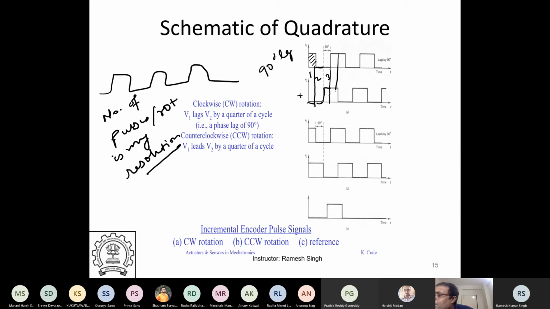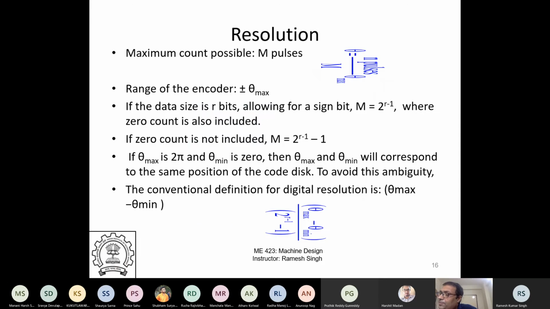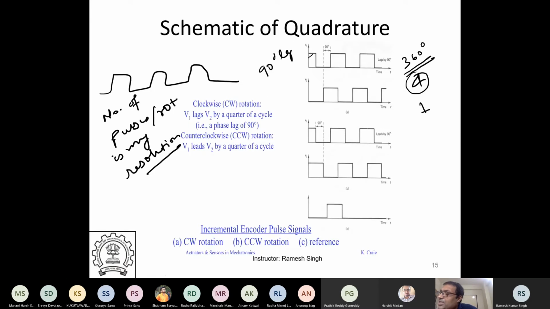And now in 360-degree, I will have another, 4 transitions. So in 360-degree, I can sense 4 as opposed to only 1. Here, if I didn't have this quadrature, in 360-degree this is 0, this is 0, this is 1. So I get only one transition from 0 to 1, right?